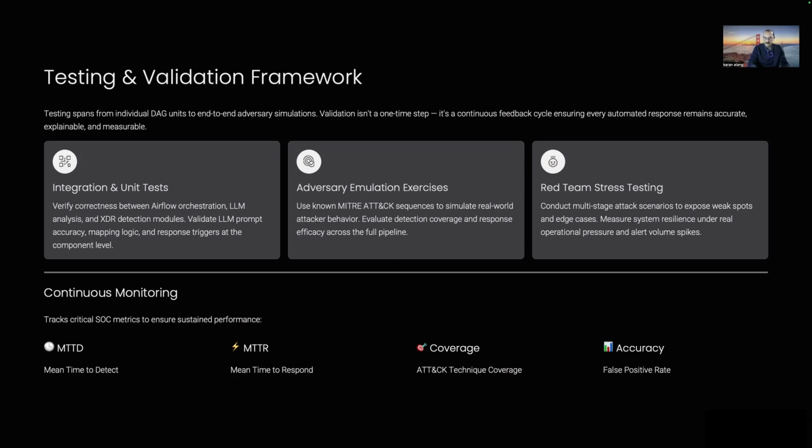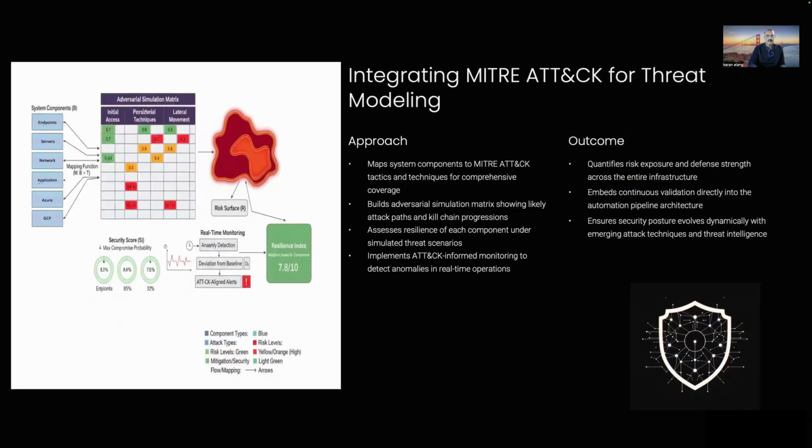We measure system resilience using resiliency metrics. We'll look at that in more detail. Right. So what are the different metrics that we track? We track mean time to detect, MTTD, and mean time to respond, MTTR. We look at the coverage, attack technique coverage. We look at the accuracy, essentially the false positive rate.